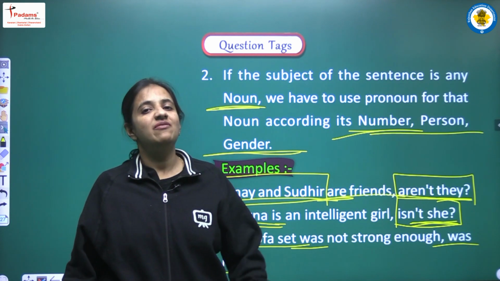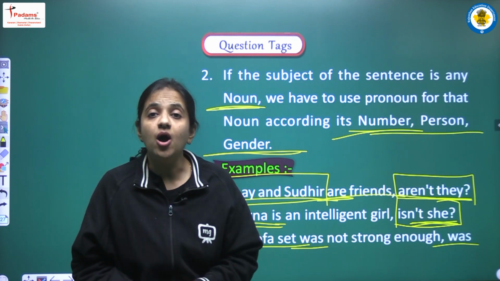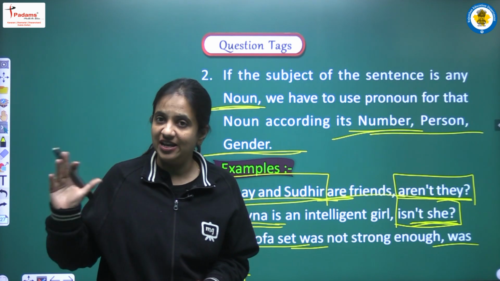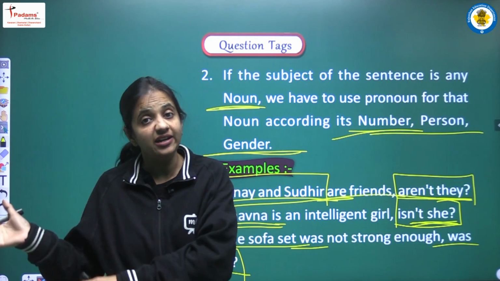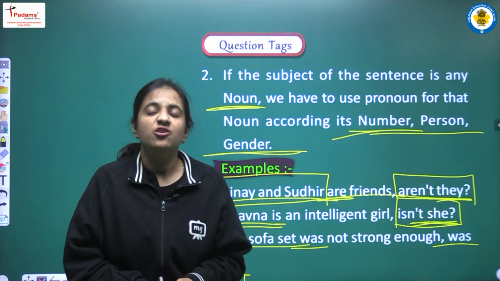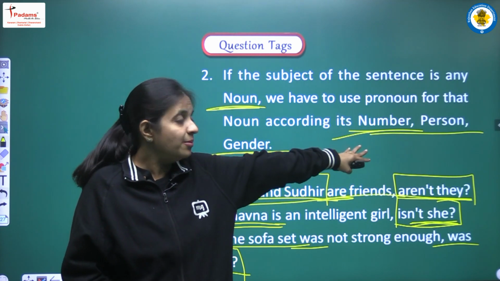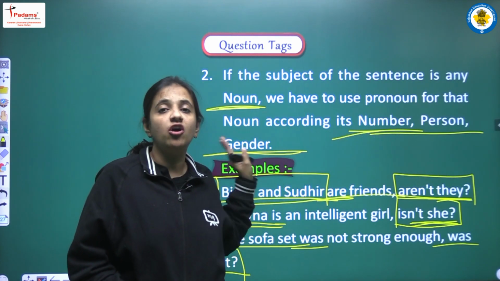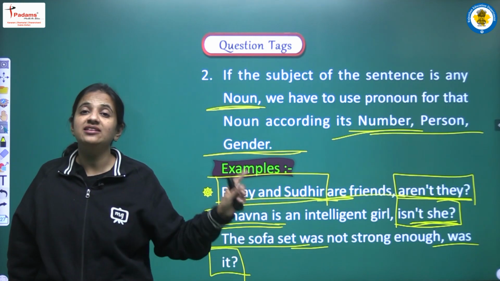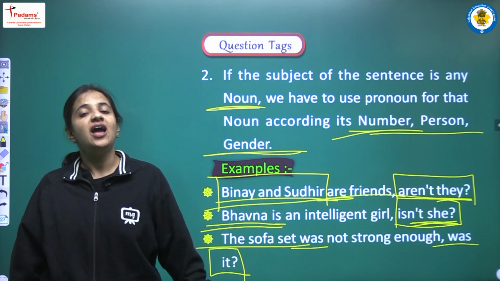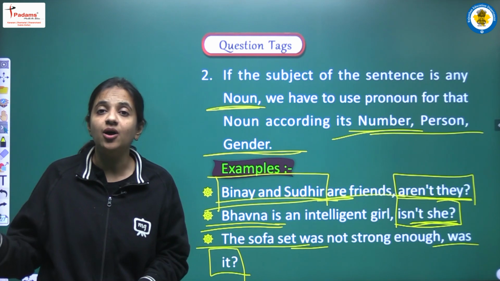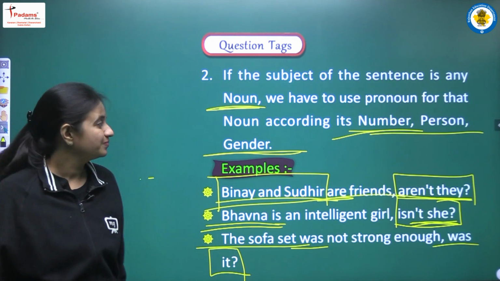According to this rule, whenever we have any noun as the subject of the sentence, we can't write the same noun. We have to convert that noun into the appropriate pronoun. And how can we convert? We have to convert according to number, according to person, and according to gender. And we have discussed some examples. So I hope this rule is clear to you all, how we can write the appropriate pronoun in place of a noun. All right.